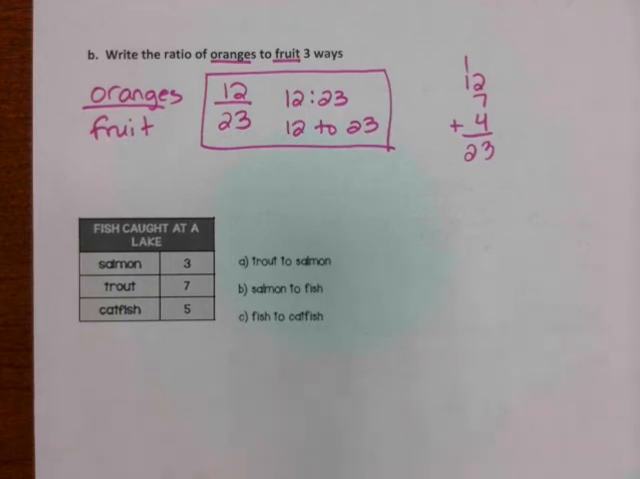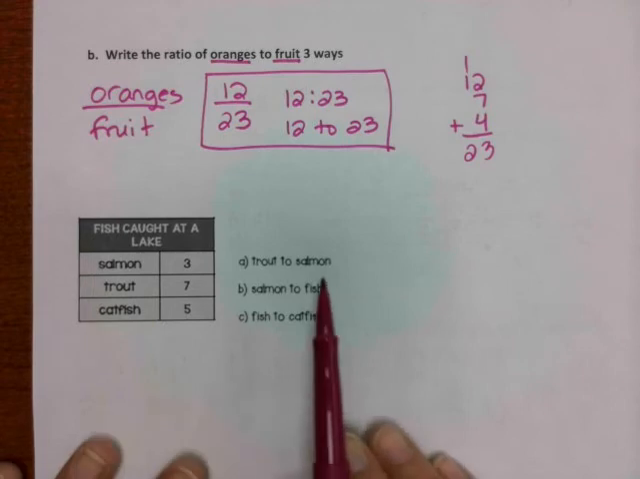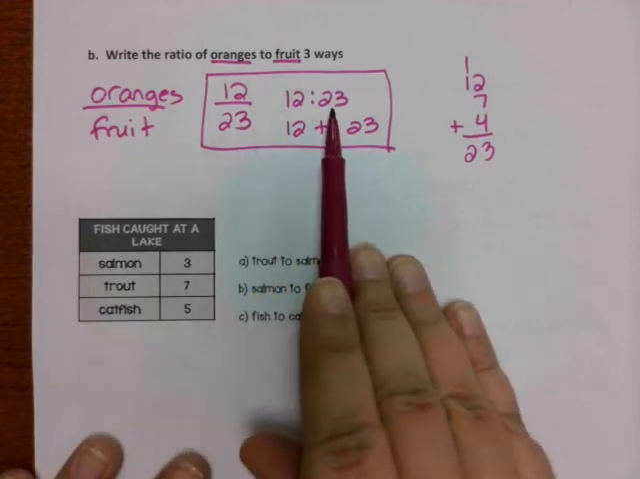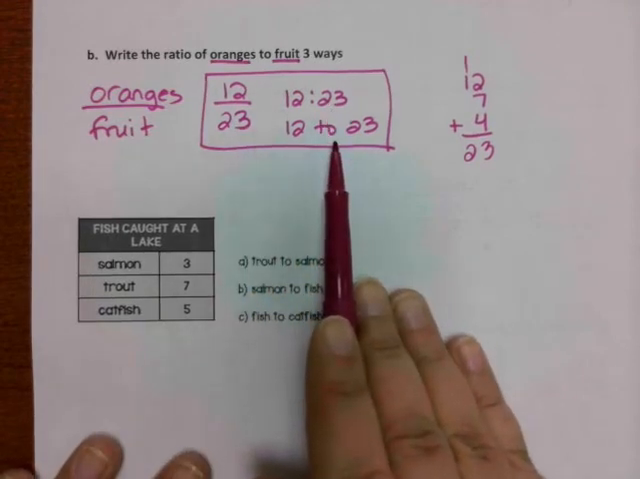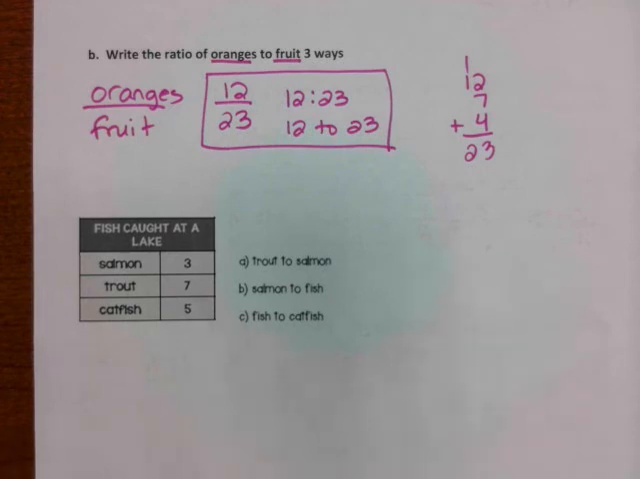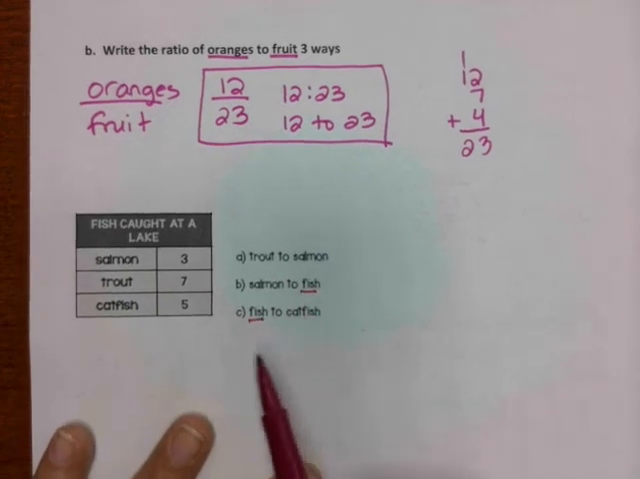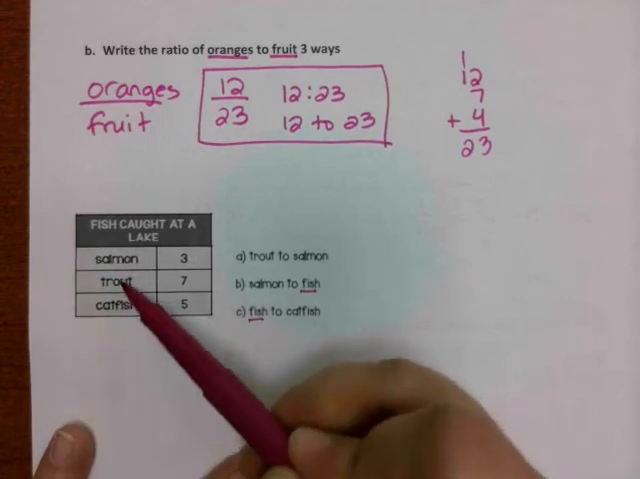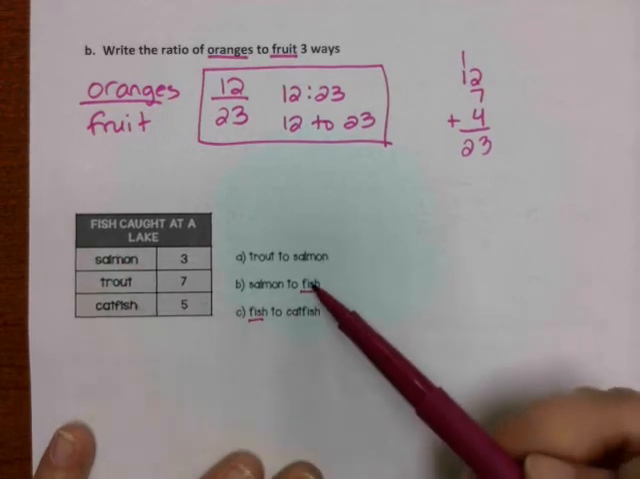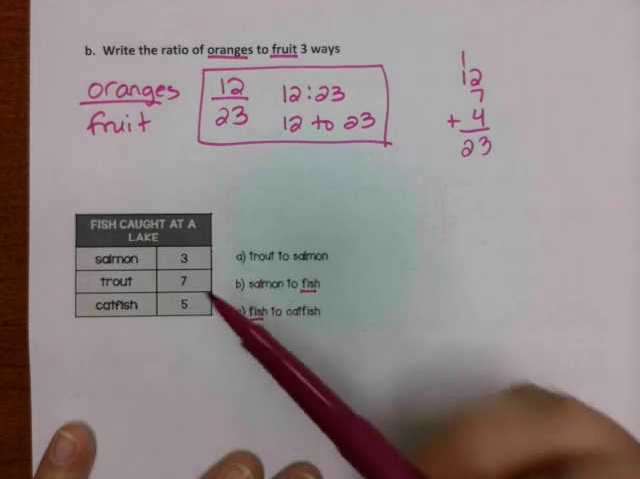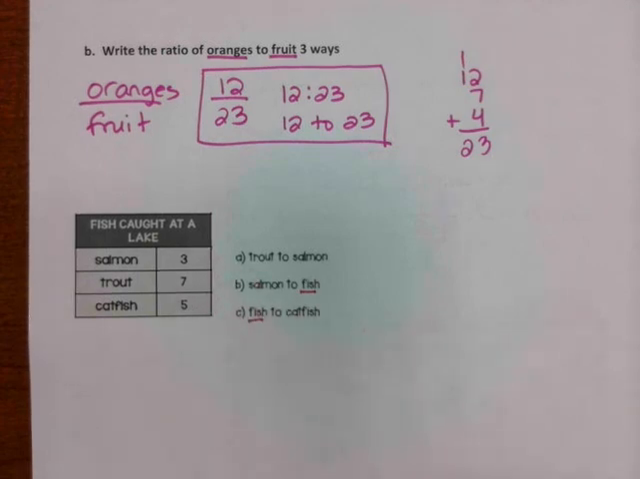All right, on this one, you're going to do the same thing. You're going to write them 3 different ways: as a fraction, with a colon, and then with the word "to." Simplify if needed, but be careful. You notice right here it says fish. So fish are all of these. Salmon, trout, and catfish are all fish. So to get these numbers, you have to add everything up. Okay? So do these on your own. Pause the video. Check with me on Zoom to check your answers, or just unpause the video whenever you're done. All right, guys, go ahead and pause it and see how you do.